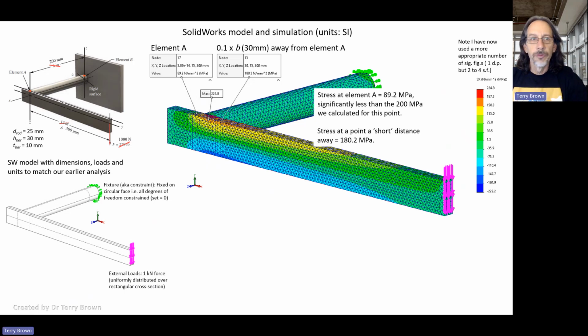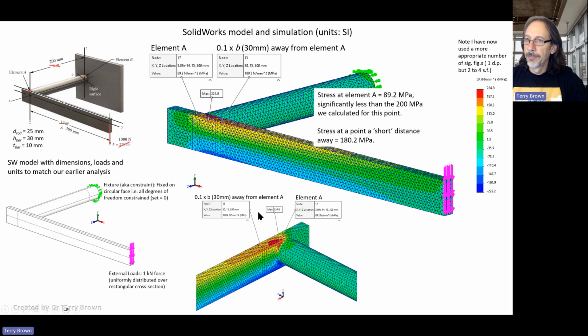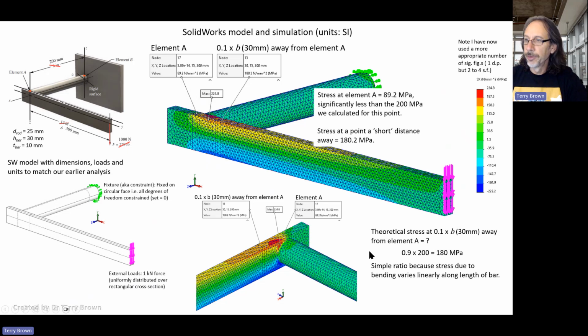All right. How did you go with calculating that theoretically? I've just done another picture there to show that. Theoretically, for the stress 30 millimeters away from element A, we can just do 0.9 times 200. Why do you think I can do that? How does the stress vary along the length? It varies linearly, so I can just do a simple ratio to get the stress at that point.